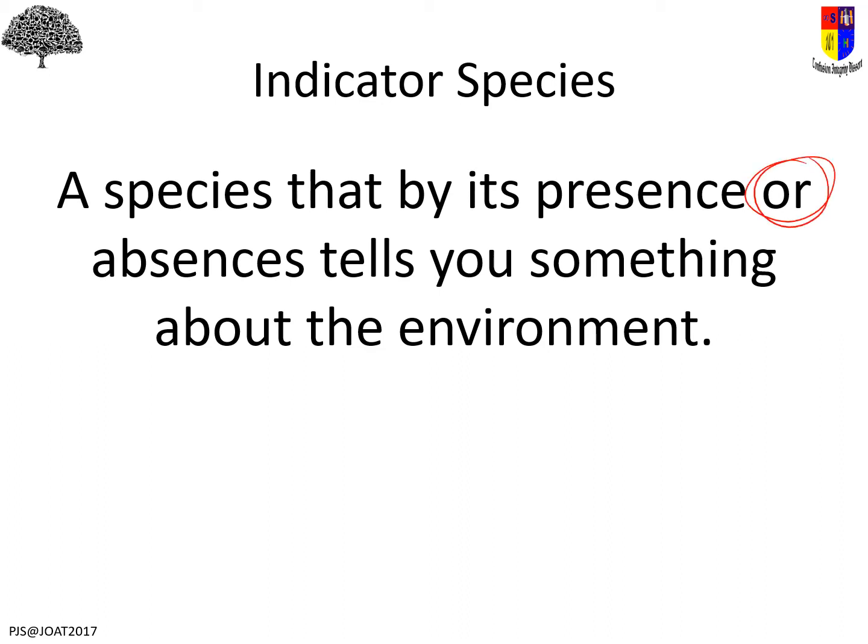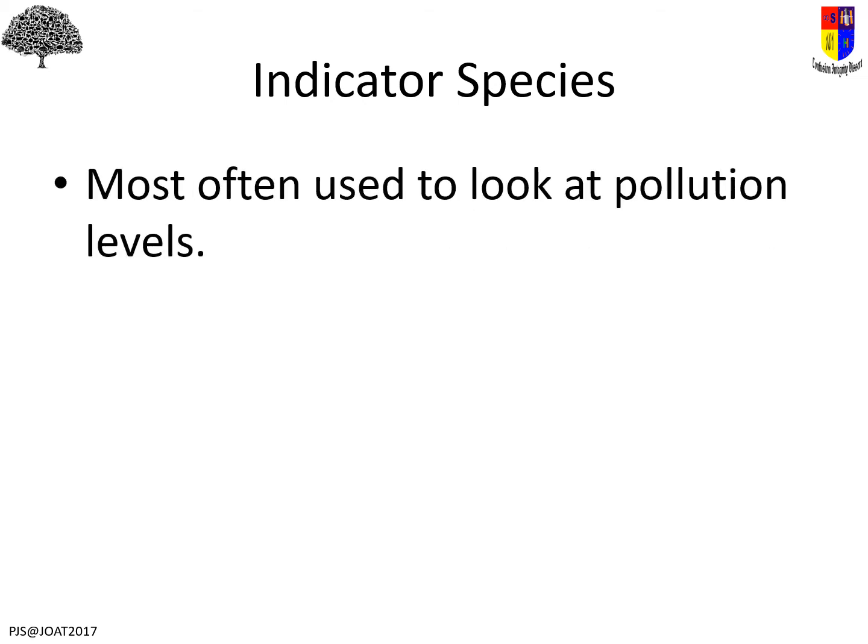So the "or" is important. It might be something that you see, and because you see it, you know what the conditions must be for it to be there. Or it might be something that you expect to see there and you don't, and that tells you something about the environment. These are really useful if you're looking for changes, and most often what we're looking at is pollution.